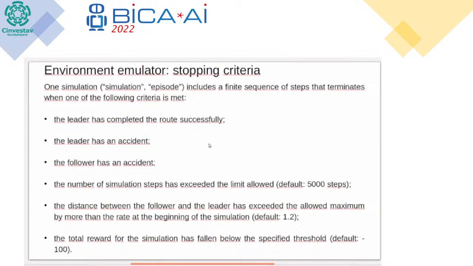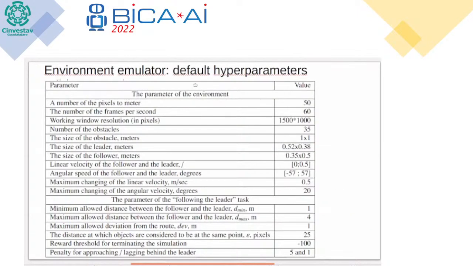Also, if the follower is too far from the leader, so it's hard for it to return to the leader's route. And also if the total reward for the simulation is too low, so we can see that our follower hasn't got particular behavior that mirrors our task. Default hyperparameters of the implemented environment are on the slide.